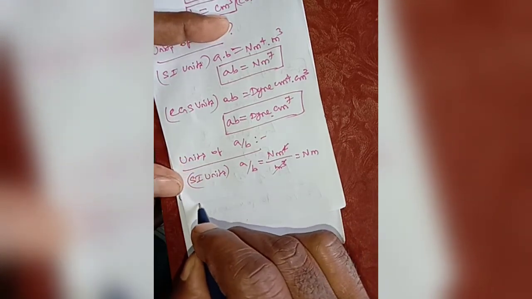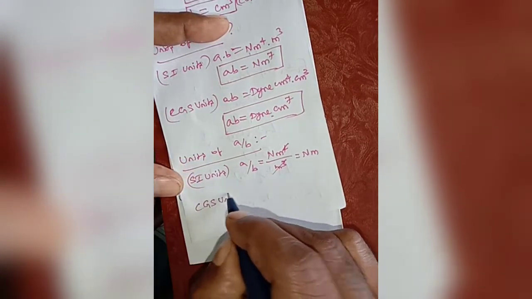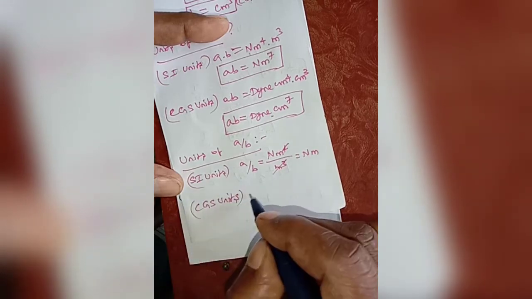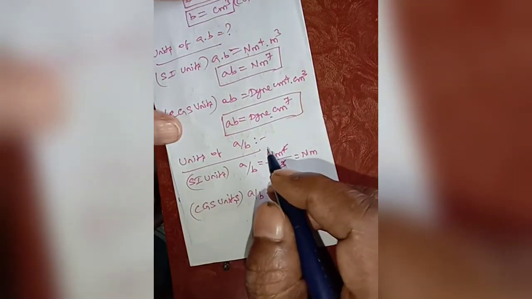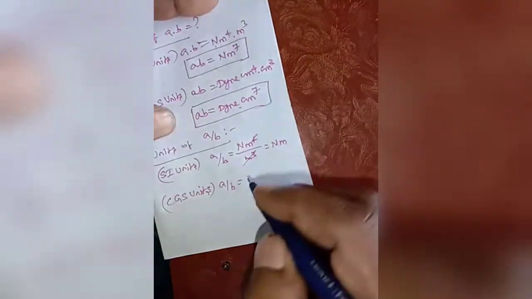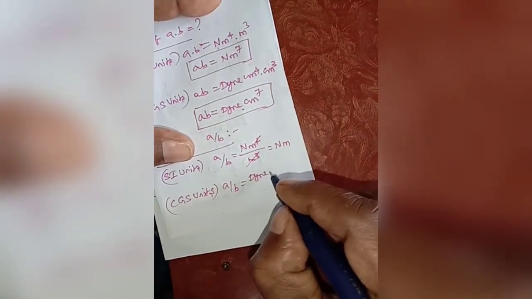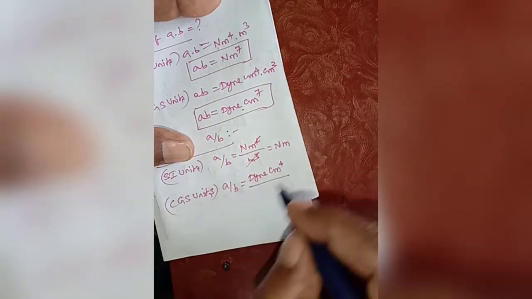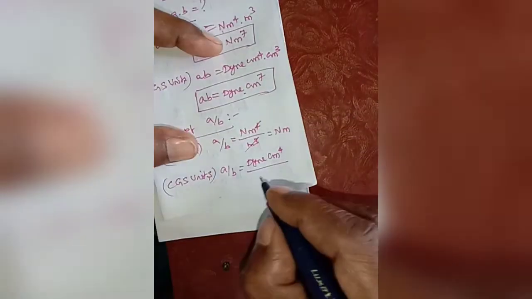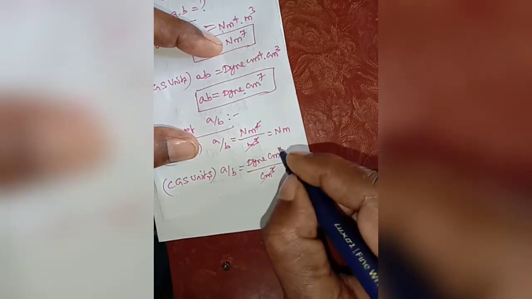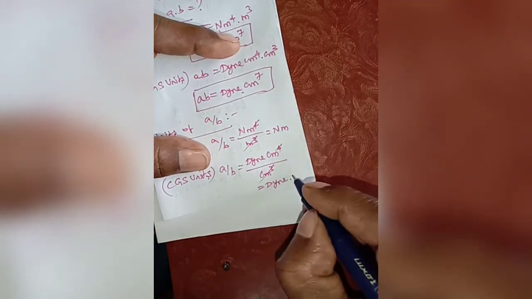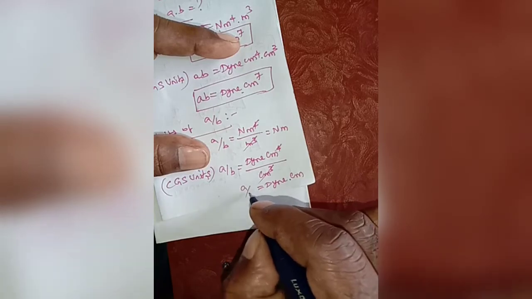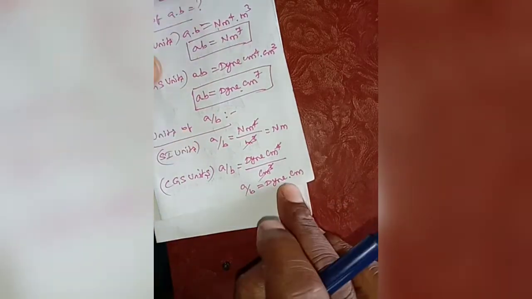Next, CGS units of A by B equal to CGS units of A by B. CGS units: dyne centimeter power 4 divided by B CGS units centimeter cube. Now these two cancel, and finally dyne centimeter. This is the CGS unit of A by B.